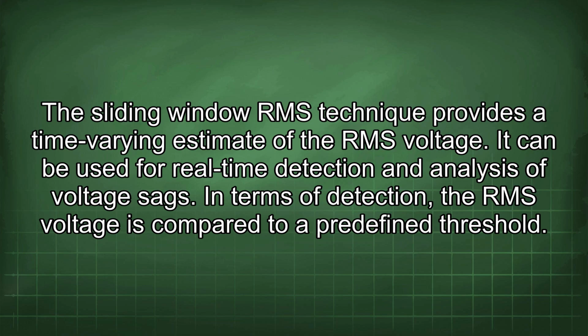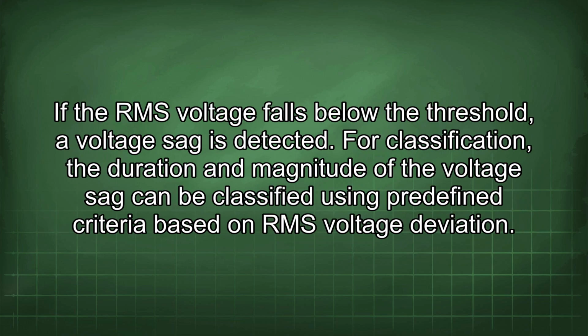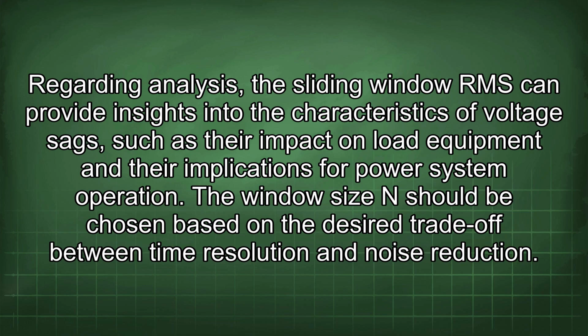It can be used for real-time detection and analysis of voltage sags. In terms of detection, the RMS voltage is compared to a predefined threshold. If the RMS voltage falls below the threshold, a voltage sag is detected. For classification, the duration and magnitude of the voltage sag can be classified using predefined criteria based on RMS voltage deviation. Regarding analysis, the sliding window RMS can provide insights into the characteristics of voltage sags, such as their impact on load equipment and their implications for power system operation.